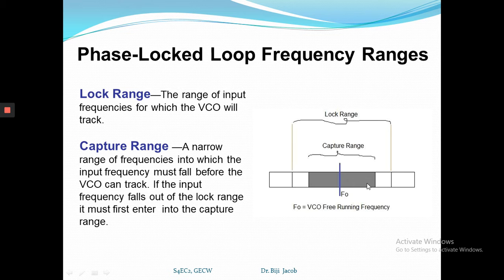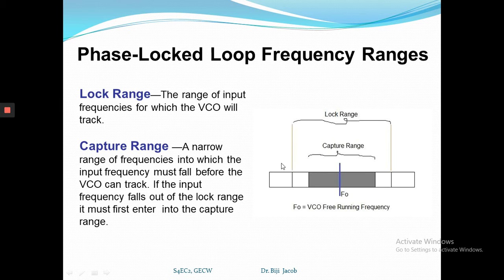Once the PLL has acquired the capture process, it can maintain the lock condition for a longer frequency range. This is called the lock range. Under the lock condition, even if the input frequency varies, the VCO frequency tries to lock with the input frequency. That frequency range is called the lock range. For example, for a 100 megahertz free running frequency, you can consider the lock range to be maybe 90 megahertz to 110 megahertz.